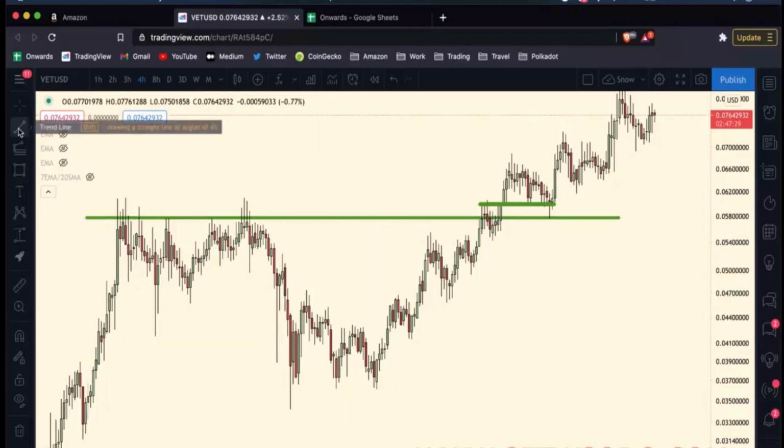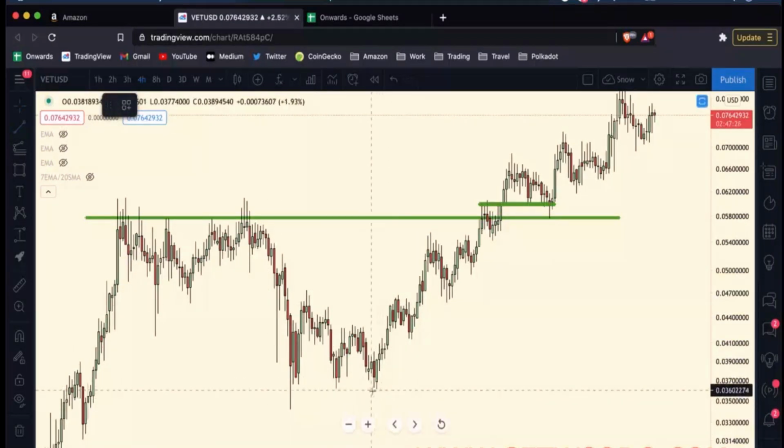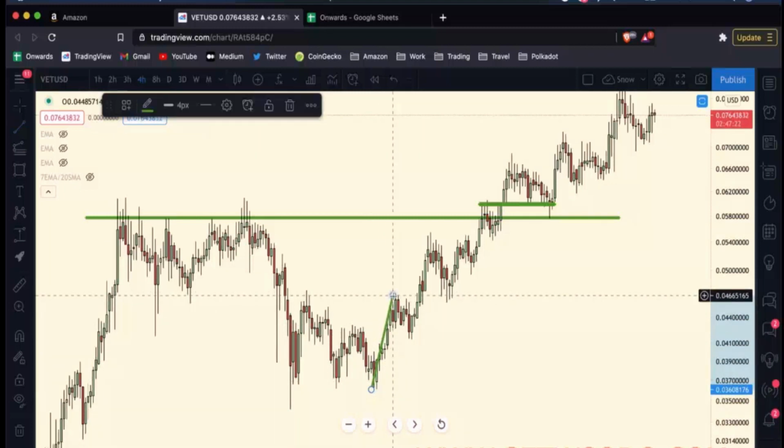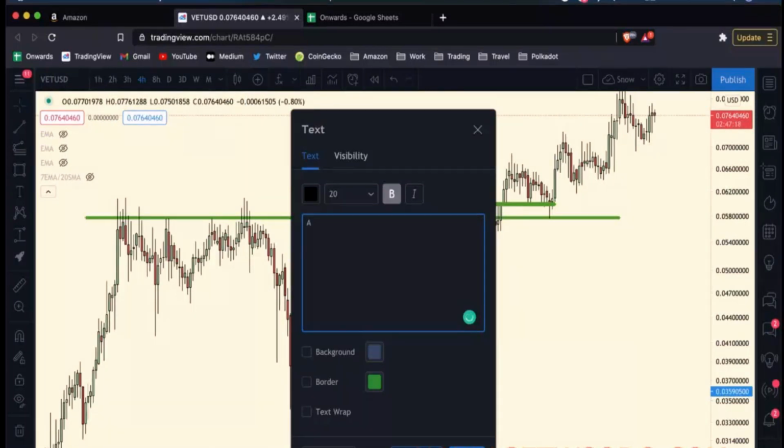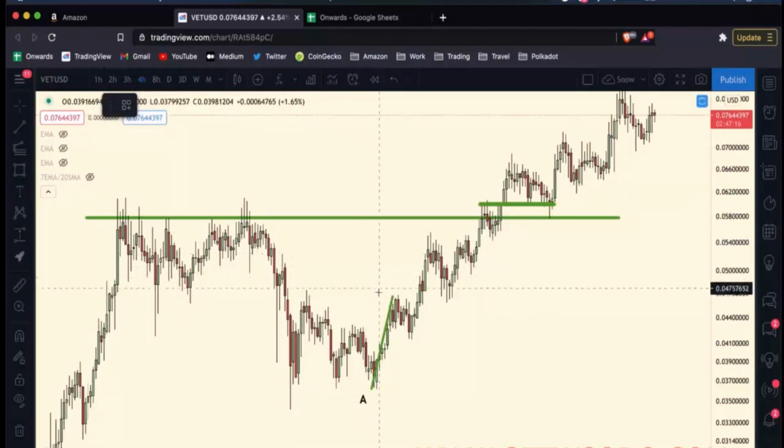So what we're going to do is grab our trend line tool right here and draw out the first move, right? From swing low to swing high, right here, right? And that's our AB. So I'm going to go ahead and label that for you right there with A. We're going to throw B right here.